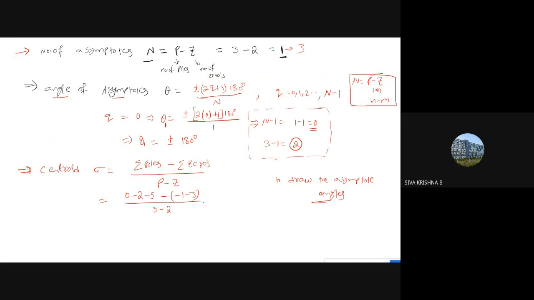So now derive this one: minus 7 minus of minus 4 by 1, that equals minus 7 plus 4 by 1. So that is minus 3. This is sigma, that is the centroid value. So this is the procedure you have to follow to find this one. All these problems are like this only. This is the standard procedure for all the problems. Okay.